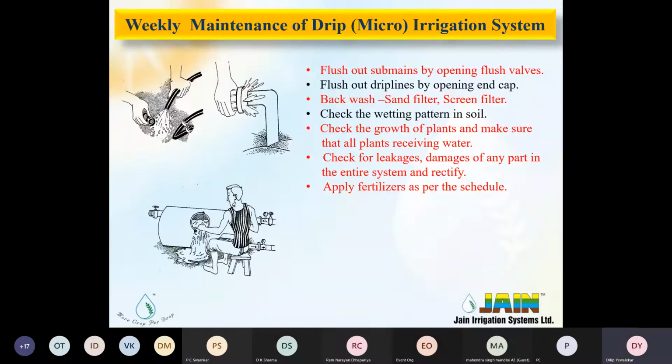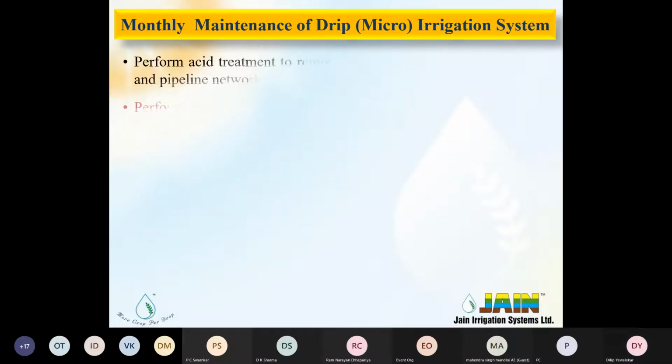In this photograph you can see how the flushing is done. Flushing of the drip line is very simple. There is an end cap; just remove the end cap and allow the water to come out. Similarly on the submain, open the submain flush valve cap and allow water to flow out for a few seconds. For the sand filter, open the lid, allow water to clean it out, and put your hand inside the media and clean it. This is a simple technique to clean it.